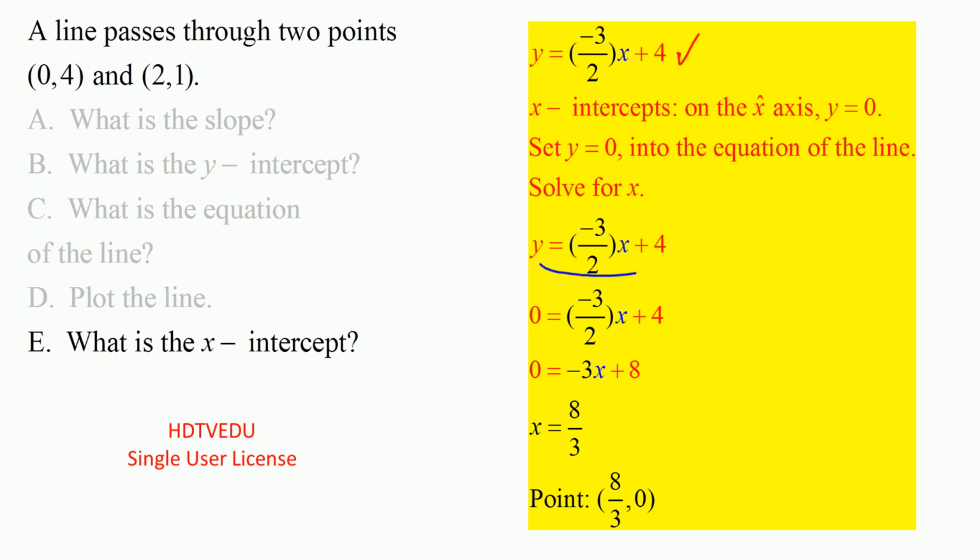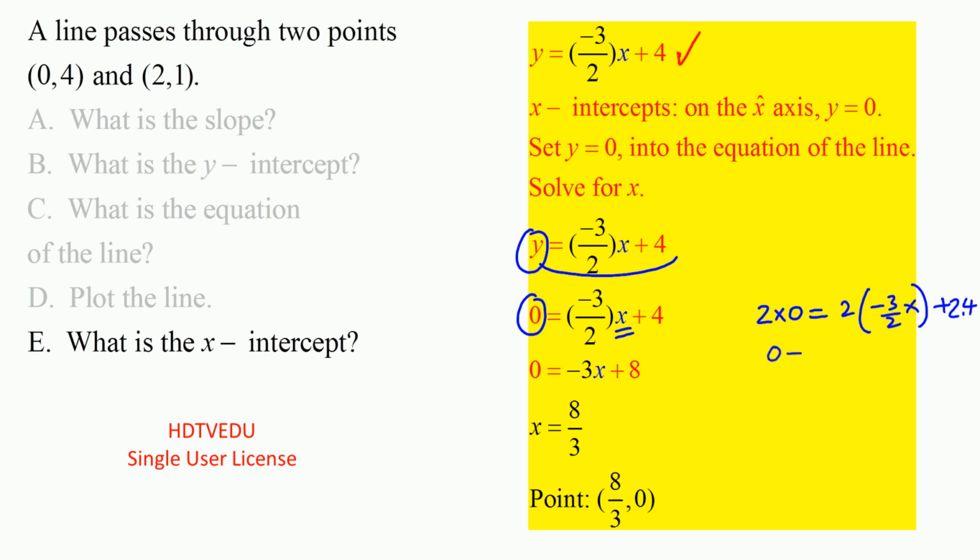So here is our equation. Set y equal to 0. Leave everything as before. Negative 3 over 2x plus 4. There's only one unknown, that is x. All right. Multiply both left and right by 2 to get rid of the fraction. So 2 times 0 is 0. And then 2 times negative 3 over 2x plus 2 times 4.